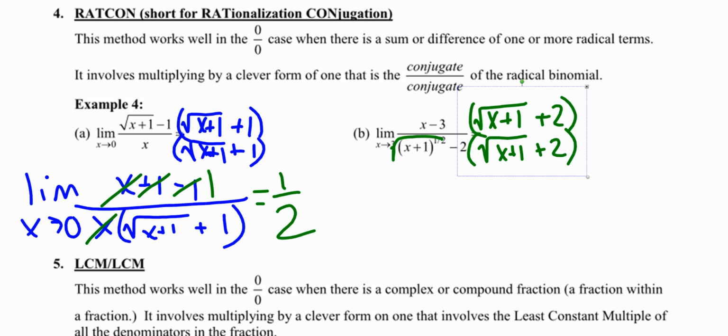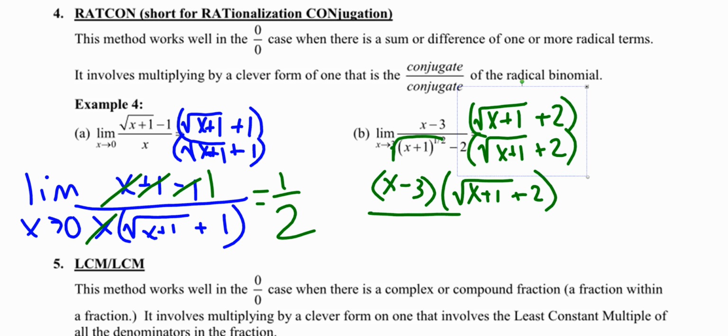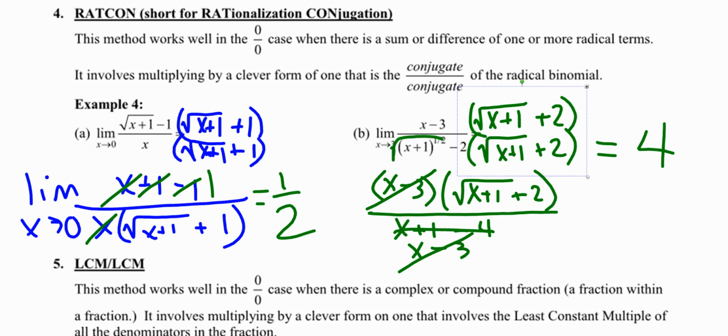Can't have that. Alright, so now we have x minus 3 times the quantity square root of x plus 1 plus 2, all over x plus 1 minus 4. So guess what? That ends up being x minus 3, which will cancel out with this, leaving us able to do direct substitution. Plug in the 3, and you get your limit value as 4. Okay, 4 great methods so far. Not too bad.